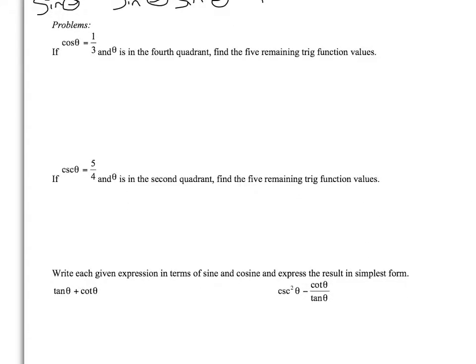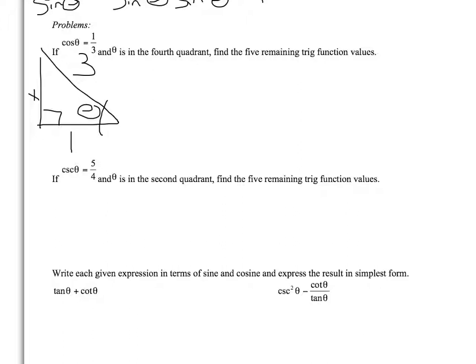It tells me cos of theta is 1/3. It tells me I'm in the 4th quadrant, and I find the 5 remaining trig functions. What I'm going to do here is make myself a right triangle. I'm going to call this angle theta. If I know cos of theta is 1/3, and I also know cos of theta is adjacent over hypotenuse, then the adjacent side needs to be a 1, and the hypotenuse needs to be a 3. I can find the third side of this triangle by using the Pythagorean theorem.